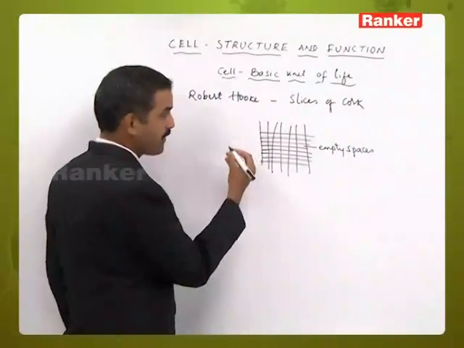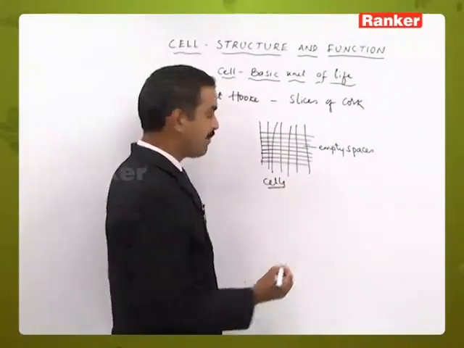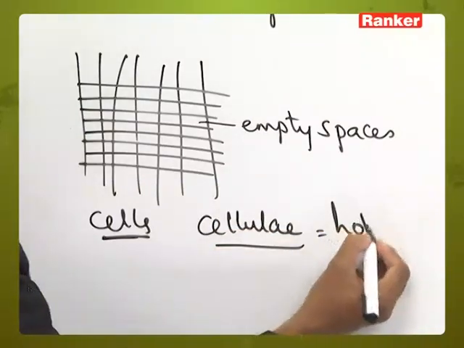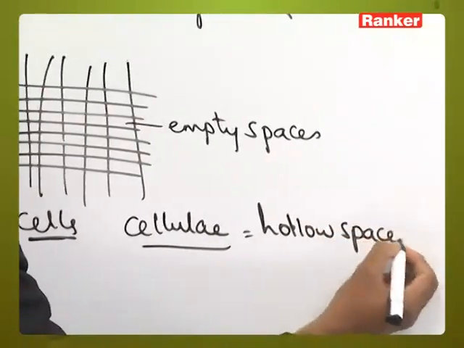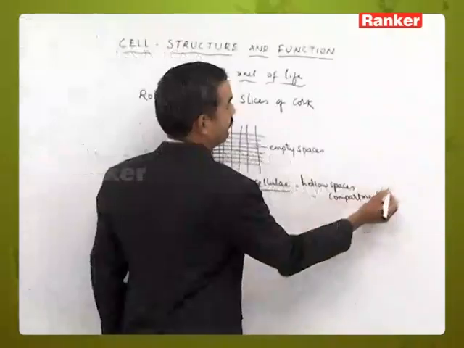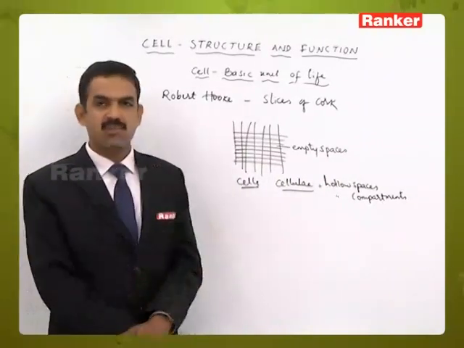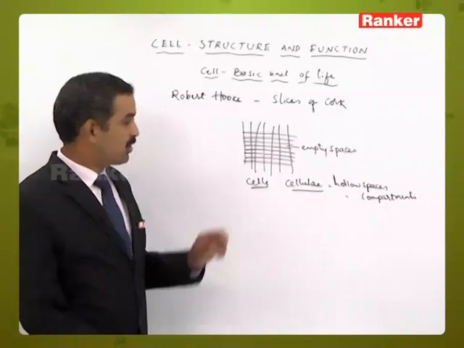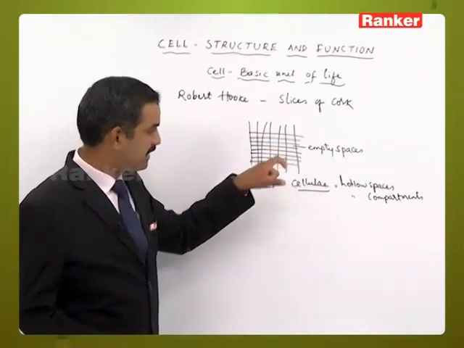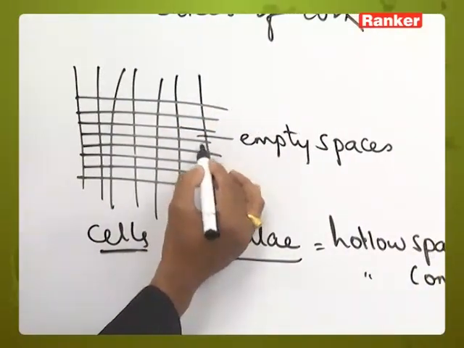These empty spaces were named cells by the scientist, and the name cell is derived from the word cellulae. Cellulae means hollow spaces or hollow compartments. But actually the cell is not an empty space; it is a misnomer. When he observed it for the first time, he saw empty spaces and called them cells. But actually what he observed was the wall surrounding the cell. This is the cell wall.